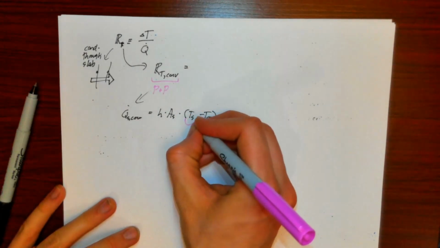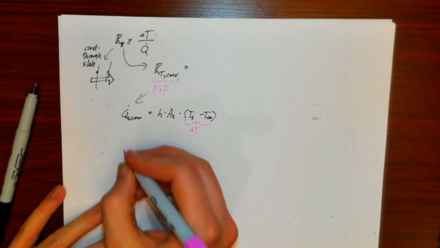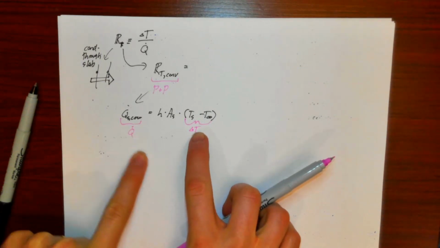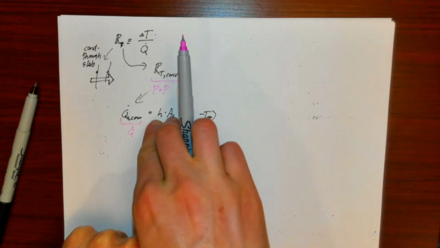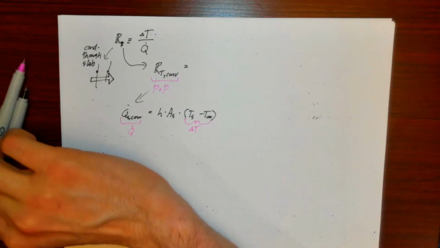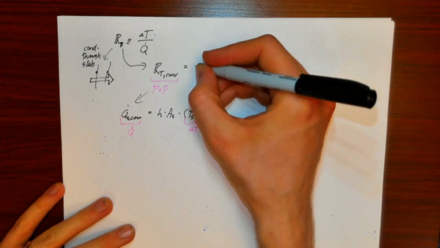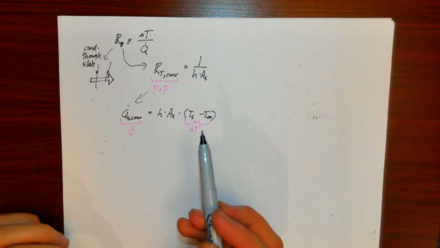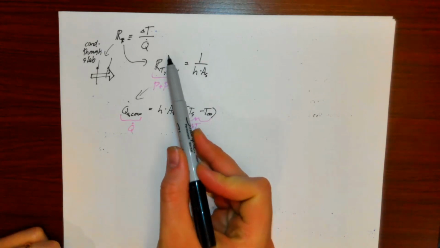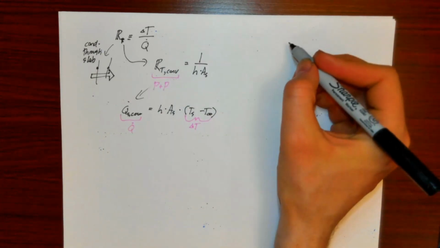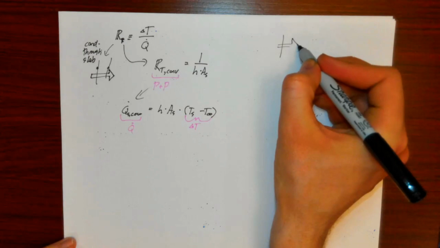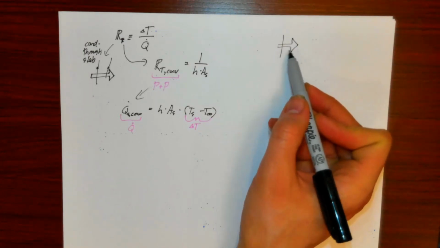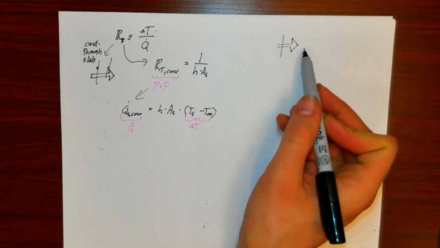If I use this as my delta T, and I use this as my Q dot, I can take Q dot over to this side, and I can take h times As and bring it over to this side. What might that look like? The thermal resistance for convection is 1 over h times surface area. So what does this mean? If h is higher, then there's less thermal resistance. If heat's flowing out of a surface due to convection in the environment, the bigger h is, the less resistance there is for heat to flow out of this surface and into the fluid.